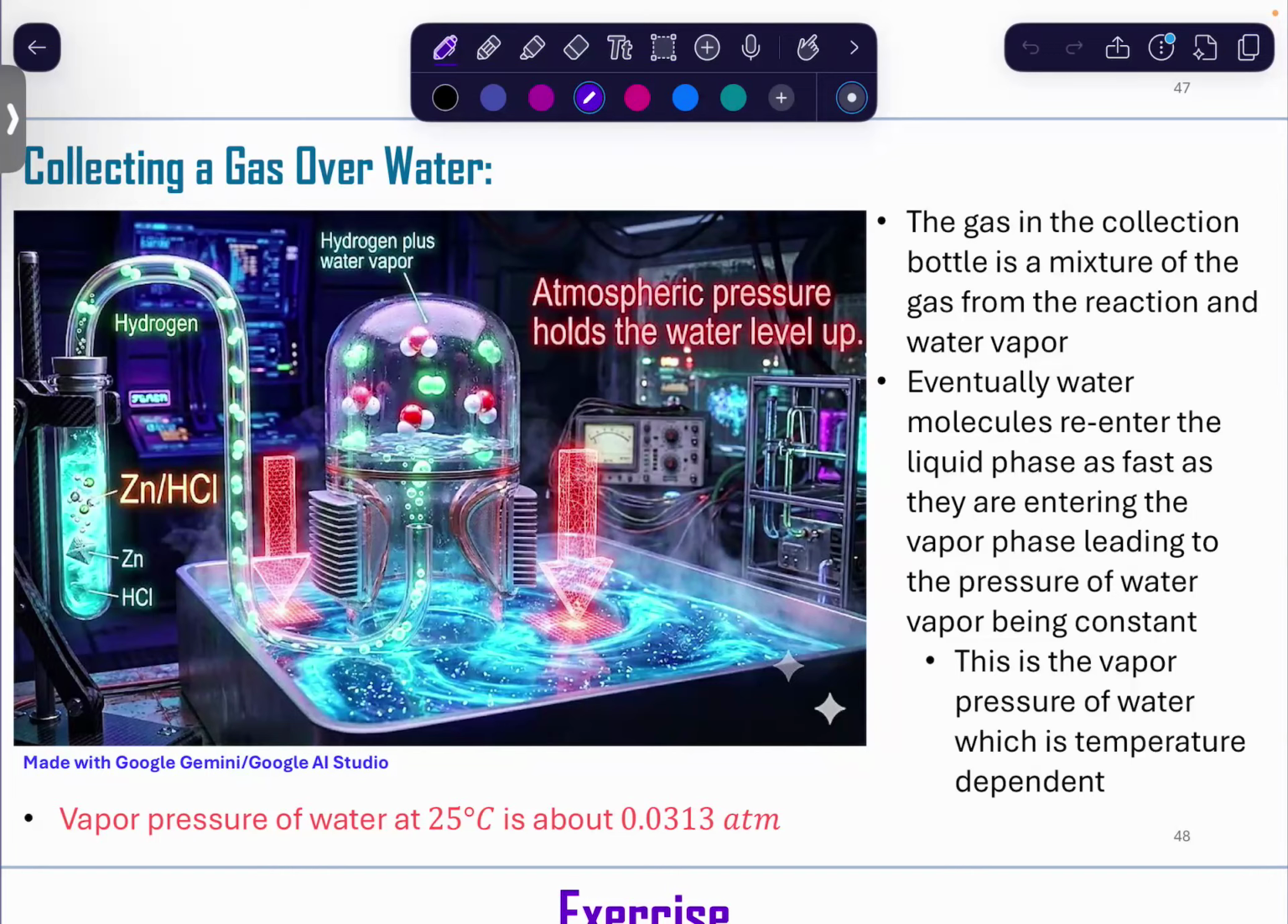We're going to work on finishing chapter 5. We left off at the section of the chapter called Collecting Gas Over Water.